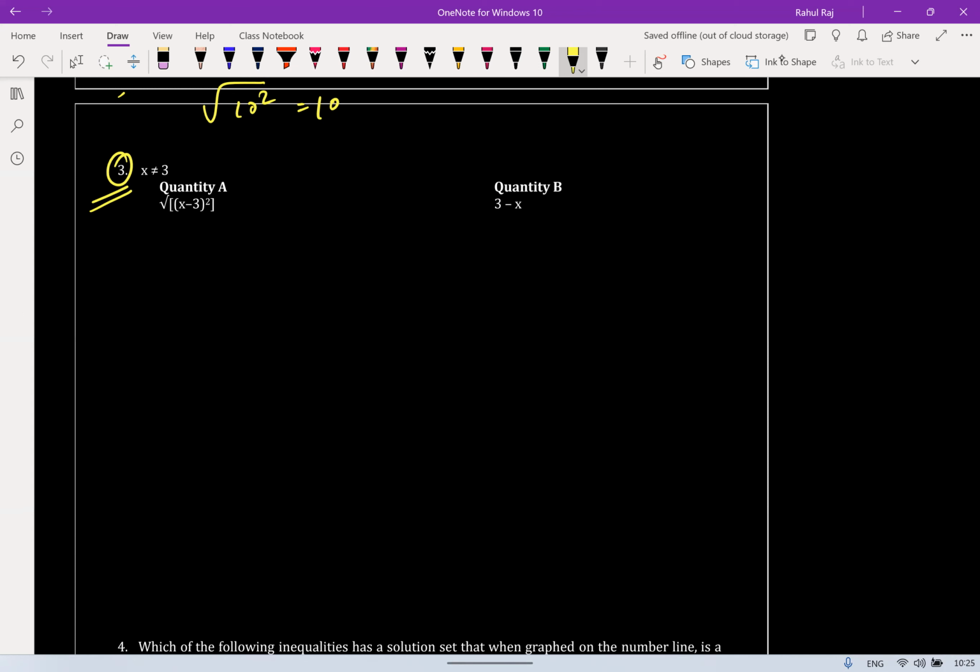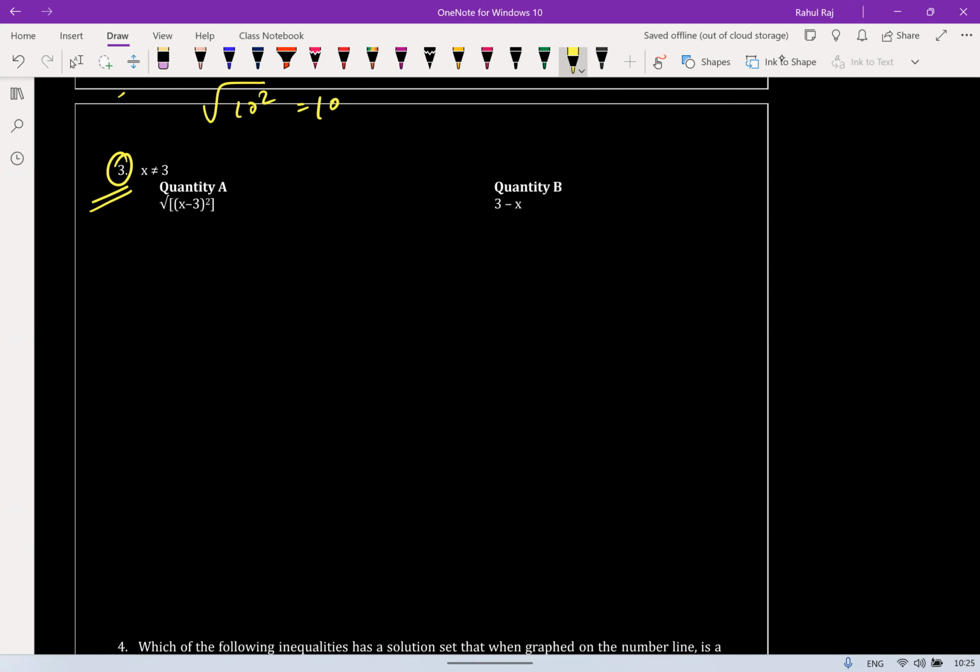This is mod of x minus 3. So if x is not equal to 3, do we have to take two cases? No, you can take anything. Just x should not be equal to 3. You can take 1, 2, -1, 4, 5, 6, -4, whatever you want to take. It just says x is not equal to 3. So whatever value you want to take, you are free to take from it.